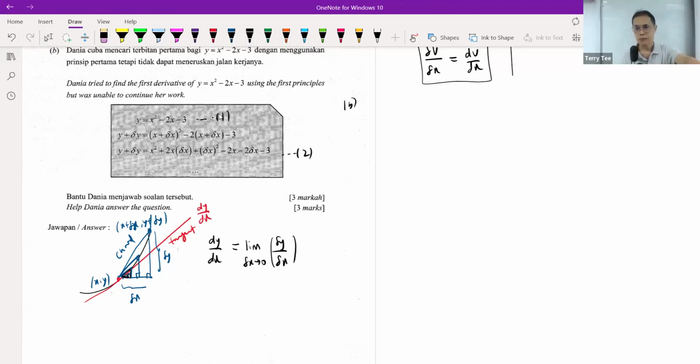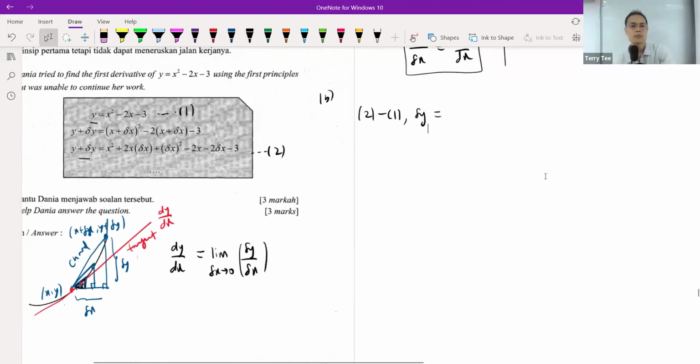So we just have to take equation 2 minus equation 1. When you subtract, your y can be cancelled out. You're left with delta y. Maybe I just zoom in a bit, it's hard to see. Okay, so you can cancel y and y here. You're left with delta y.